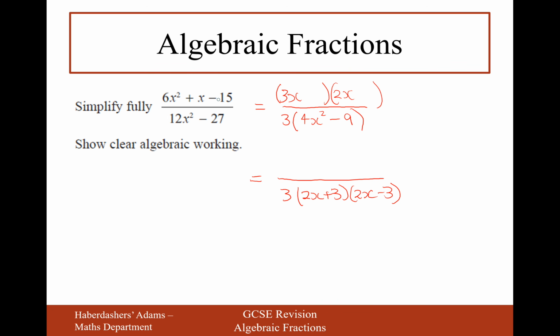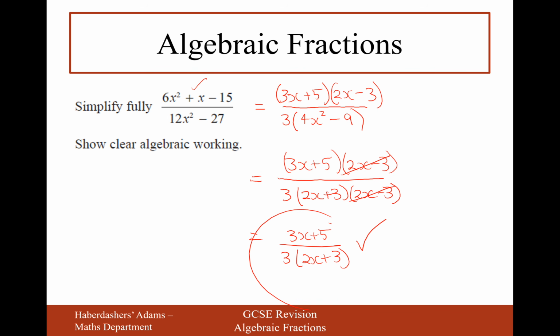So let's see what we've got. We've got 15 here, so if I put the plus 5 here and the minus 3 here, that will make 10x, and minus 9x, that'll make the x in the middle there, which is perfect. So now it's 3x plus 5 and 2x minus 3. Cancel out the 2x minus 3 and the 2x minus 3 there, so that's going to make it 3x plus 5 over 3 bracket 2x plus 3. And there we are, that's the answer for this question here.